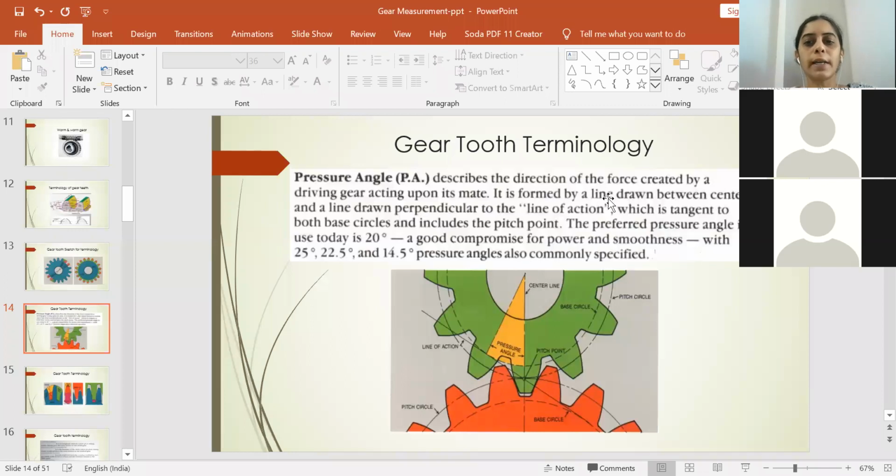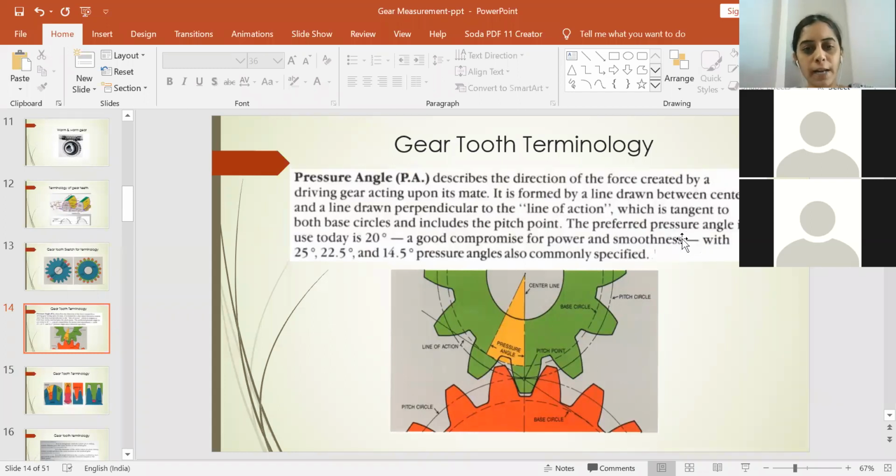It is formed by a line drawn between the centers, and a line drawn perpendicular to the line of action. So you have the driving gear here and the driven gear. When it is rotating, the line of action will show the direction in which it is rotating. So if you draw a line exactly perpendicular to the line of action, the angle associated here with the center of the base circle will be termed the pressure angle.